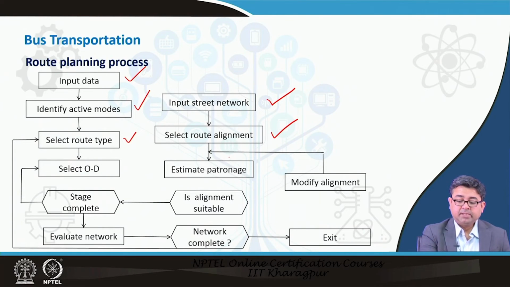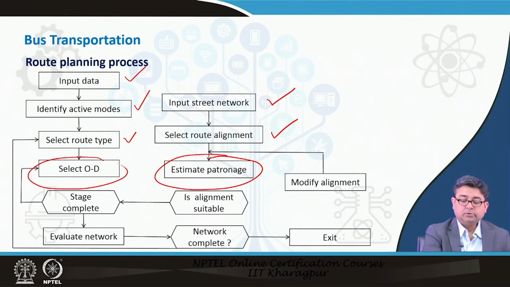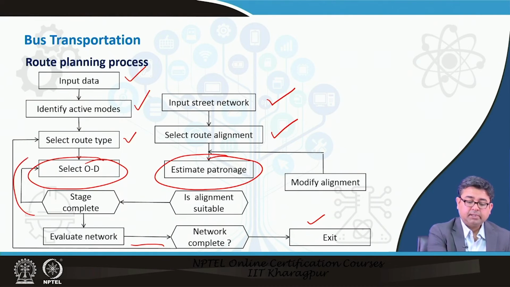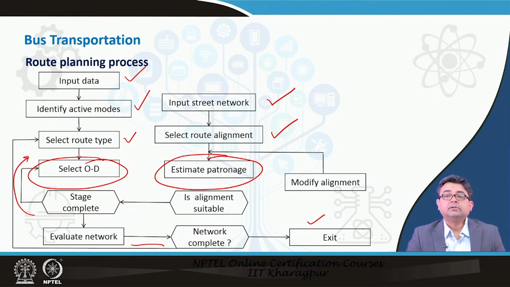Based on that, you would estimate how many people would ride your buses. You know your origin destinations. If your alignment is suitable, then you evaluate your network, and if your alignment is not suitable, then again you go back and select new routes and redesign the network. This is a snapshot of how you do the route planning process.